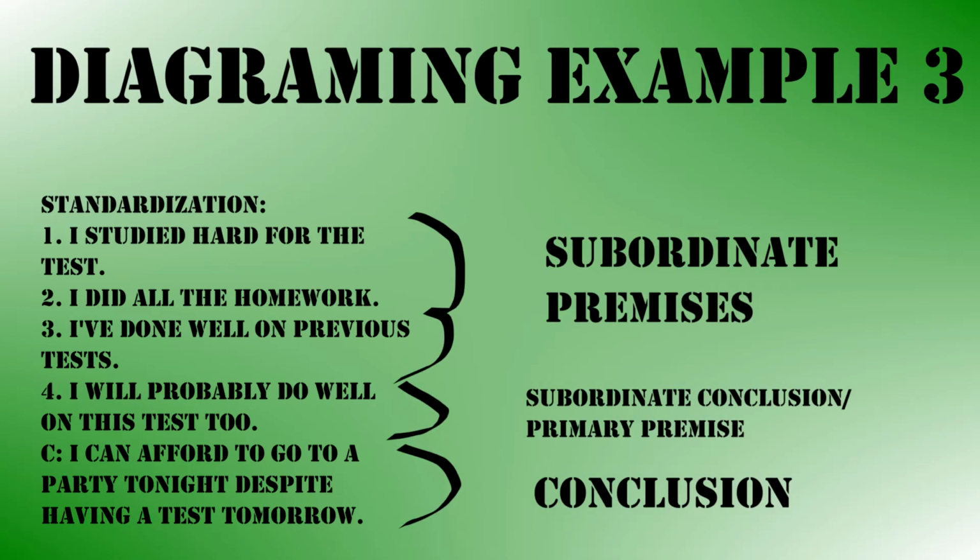We're going to call those first 3 subordinate premises. They don't give you reasons to believe that the main conclusion is true. Instead, they give you reasons to believe that number 4 is true. And we're going to call number 4 a subordinate conclusion. It's not the primary conclusion. Each argument only has one primary conclusion. But it is a subordinate conclusion. It is supported by subordinate premises. We're also going to call 4, however, the primary premise that leads to the conclusion, because 4 gives us a reason to believe that the conclusion is true.